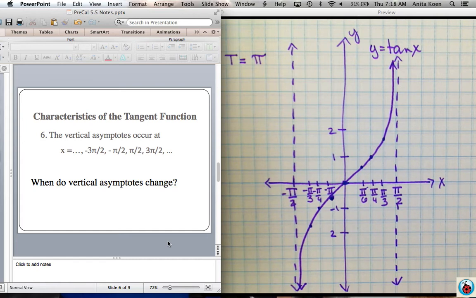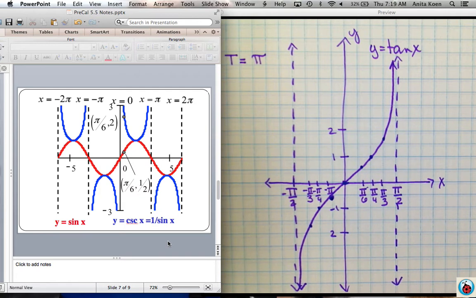And I would like for you to discuss, when do you think that the vertical asymptotes would change? What would make the vertical asymptotes change from pi over 2 and negative pi over 2 to some other numbers? Pause the video at this point and discuss that with your table partner.